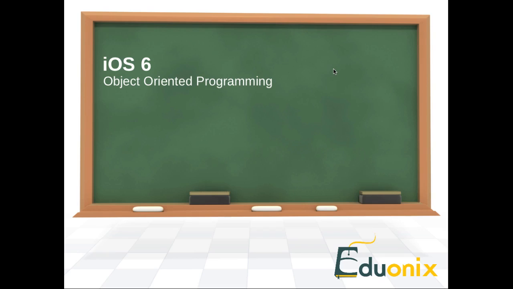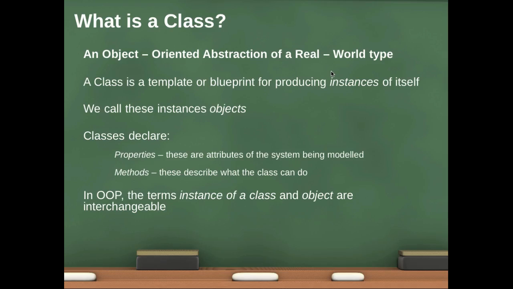We're going to begin our discussion of object-oriented programming with the concept of what is a class. A class is an object-oriented abstraction of a real-world type or idea. A type can be a thing, like a car, or it can be an idea, like an account.